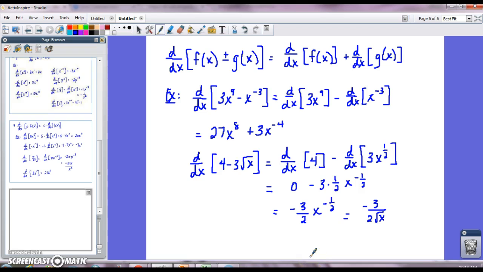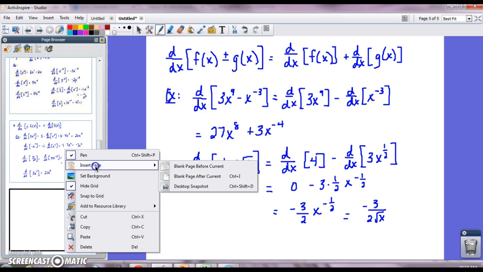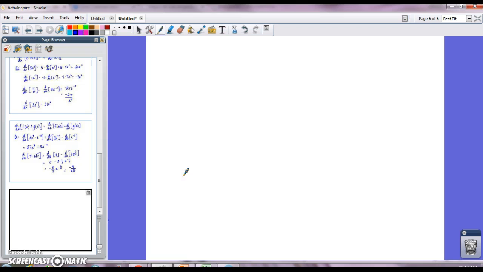Okay. Now, this rule comes in really, really handy when we are dealing with really long equations. So let's say, for example, I gave you f of x is equal to 5x to the 7th minus 3x to the 4th plus 2x cubed plus x minus 1. And I asked you to find dy dx.